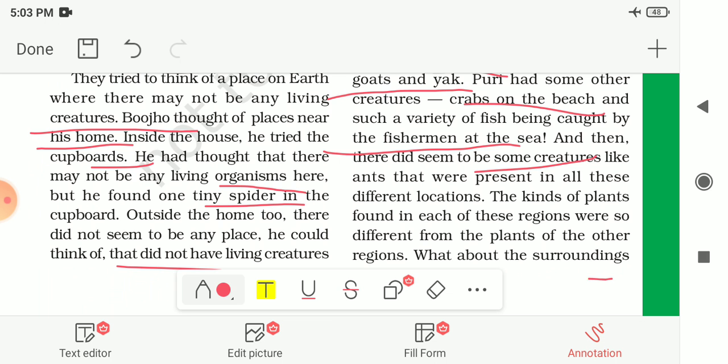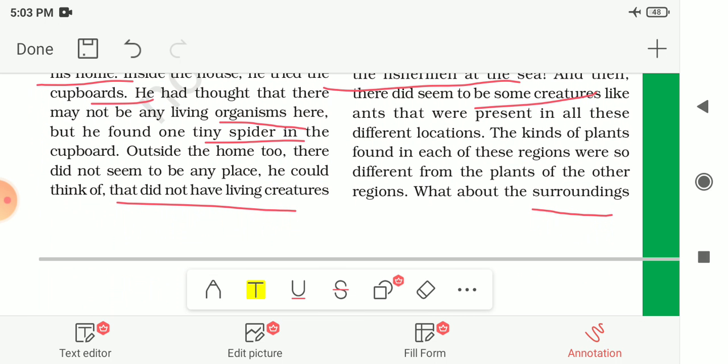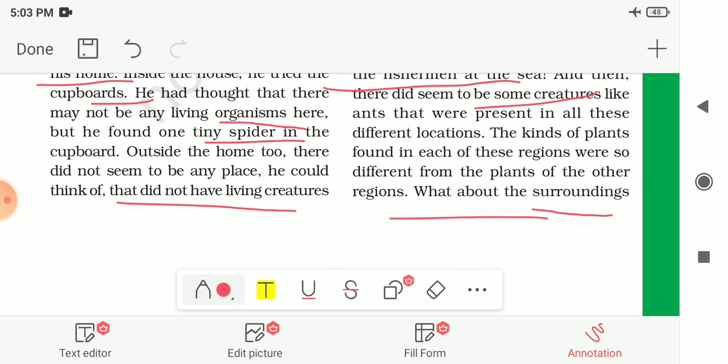The kinds of plants found in each of these regions were very different from the plants in the other regions. Like the animals or creatures, there is also variation in plants. Plants are also different from region to region.